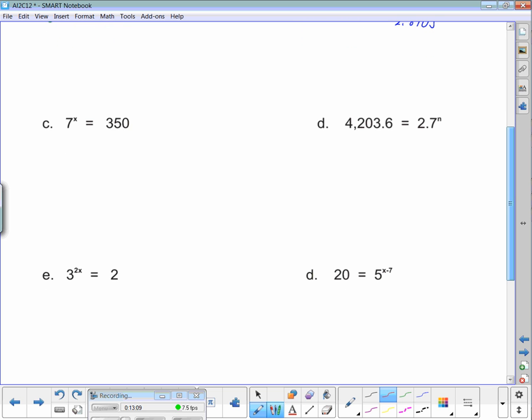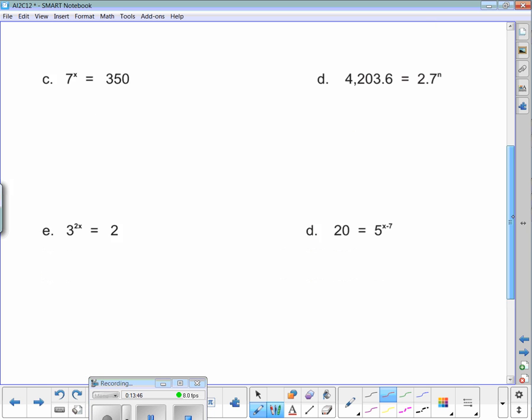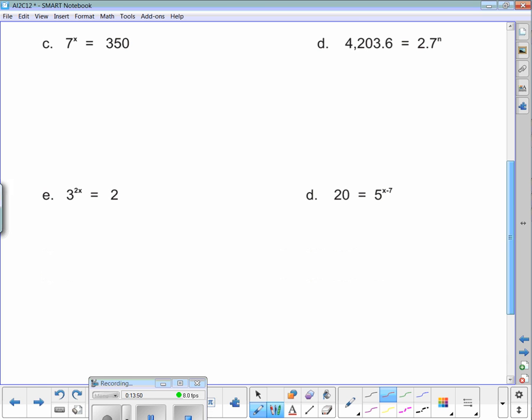All right. So without further ado, do C. Solve C. Exponential equation. I don't even have an answer for this one.